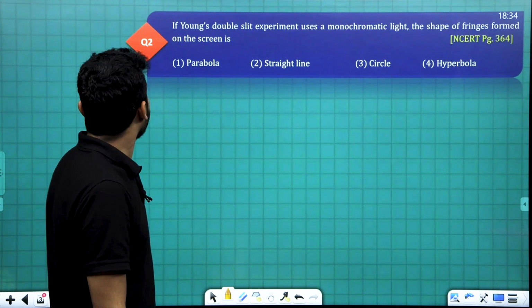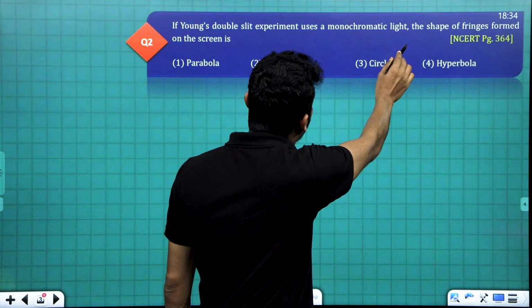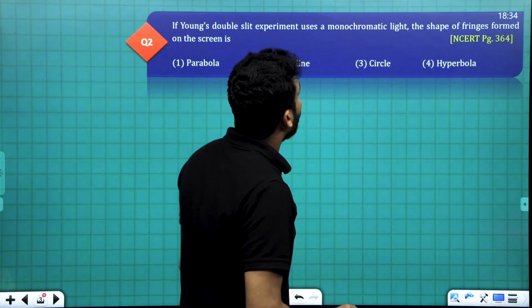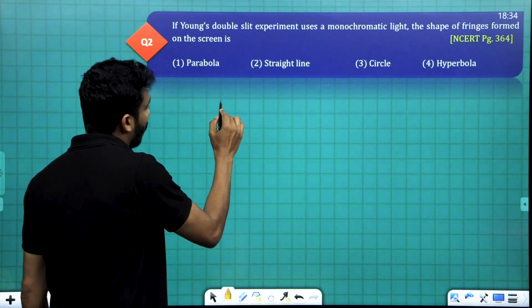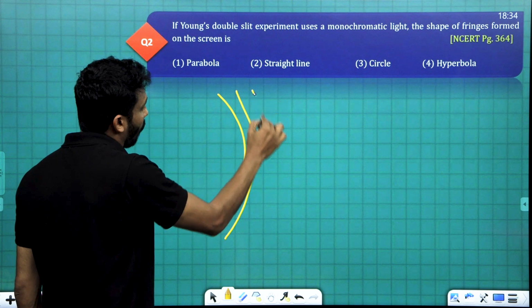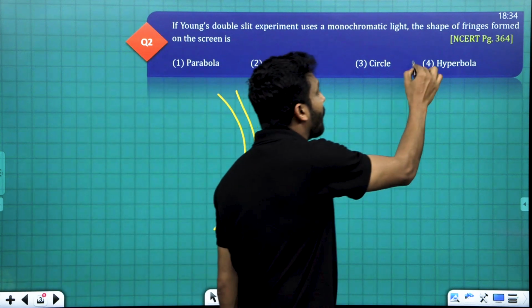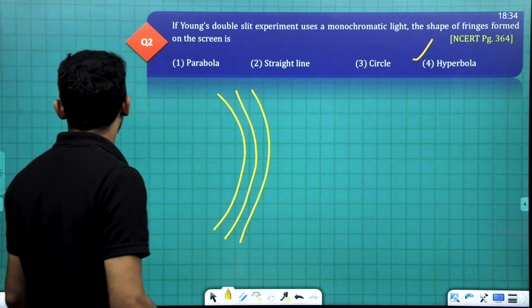Okay, the next one. If Young's double slit experiment uses monochromatic light, the shape of fringes formed on the screen is actually like this. The shape of fringes formed on the screen is hyperbolic in nature. Okay, yes. The next one.